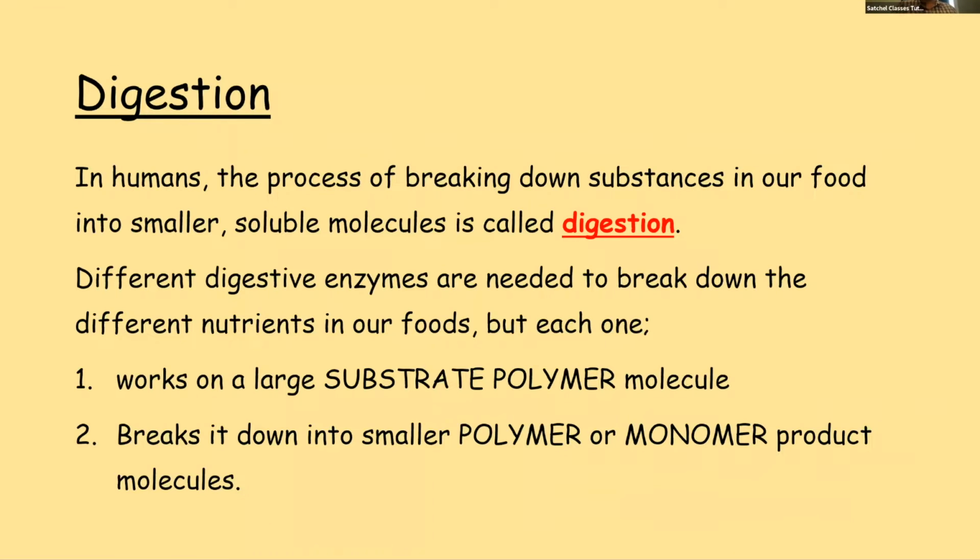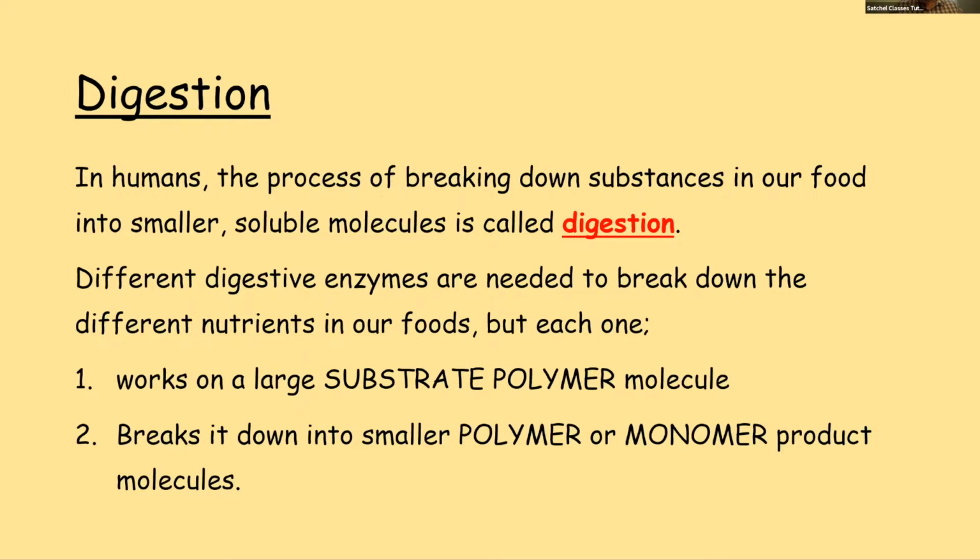In digestion then, humans, the process of breaking down substances in our food into smaller, soluble or dissolvable molecules is called digestion. Different digestive enzymes are needed to break down the different nutrients in our food. But to be fair, the job of each one is to work on a large substrate polymer molecule, so lots of repeating units joined together, and break it down into either smaller polymer or individual monomer product molecules.